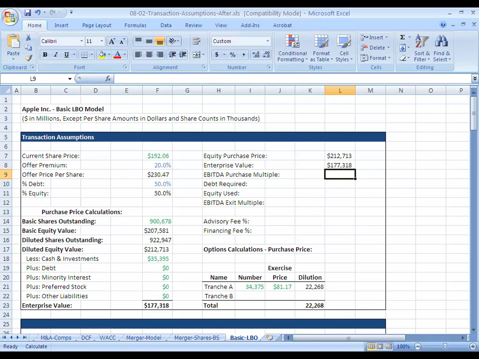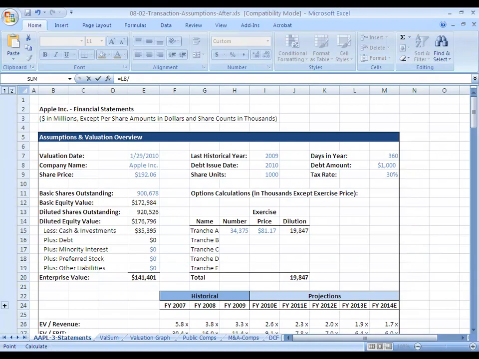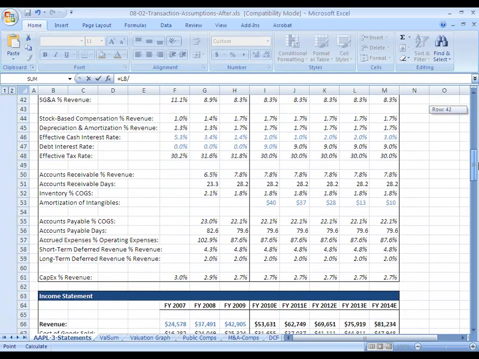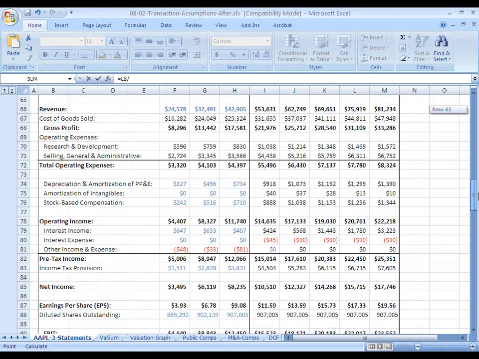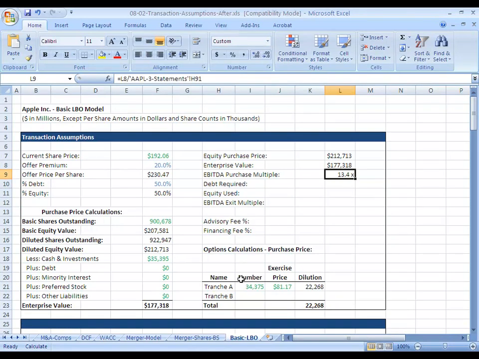So to calculate this one, we're going to take our enterprise value up here and go back to our three-statement model and find Apple's EBITDA for 2009. We're assuming that this transaction takes place at the very end of 2009. So we have around a 13.4x multiple.